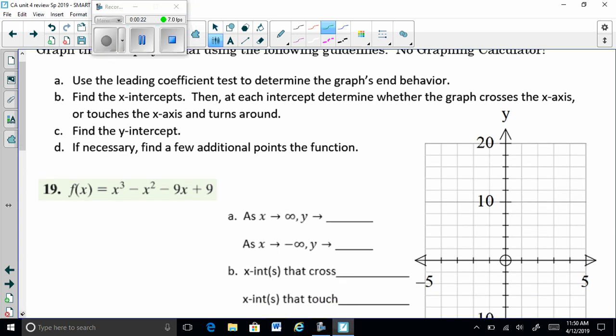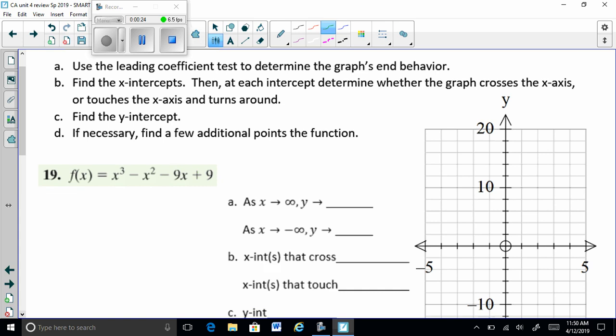Basically, you look at the first term, because it's the one that's going to be the largest number as x goes to infinity or negative infinity, right? All those other numbers may be large, but this one is going to be the largest, so it's going to determine whether the graph goes up or down as you go to positive infinity and negative infinity.